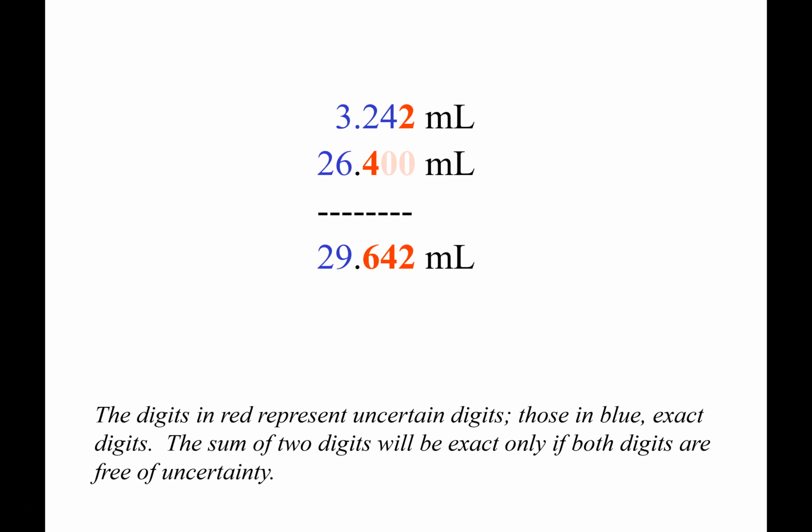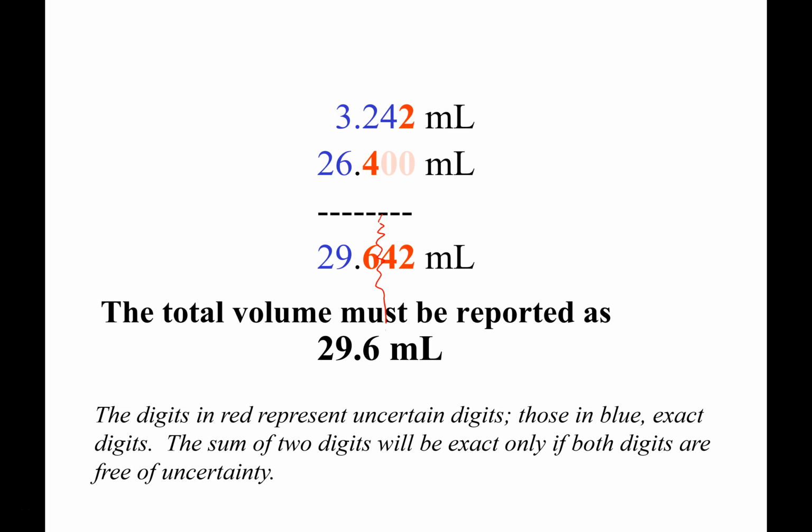uncertain digit, so we've got to truncate this right here. We can only keep that number in the tenths place. I'm hoping we're all on the same page with this. Since this is a 4 beyond the 6, do we leave it a 6 or do we round it to 7? So leave it a 6. Yeah, exactly. So our answer is 29.6 milliliters.